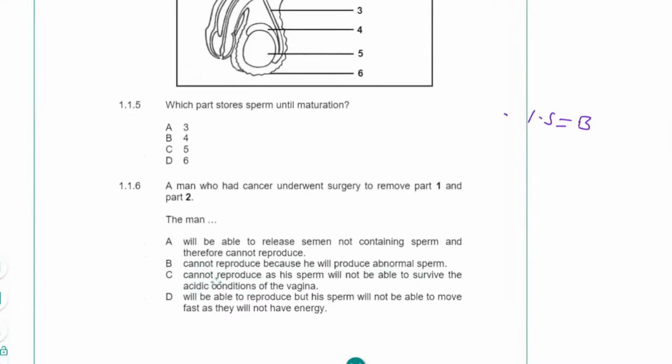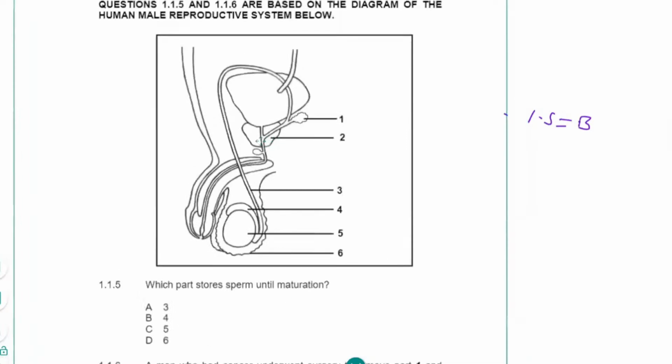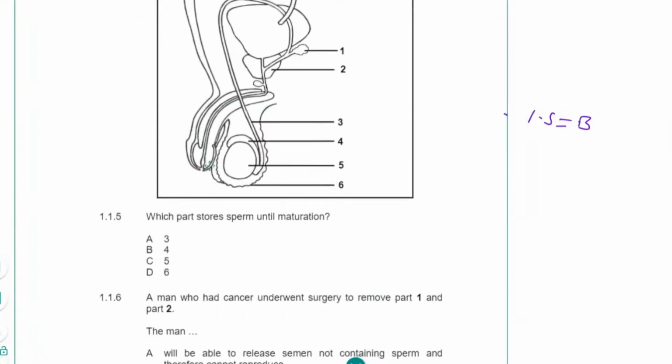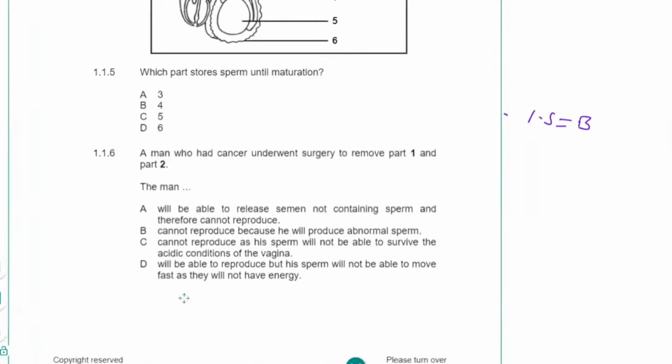Cannot reproduce as his sperm will not be able to survive in the acidic condition of the vagina. That's why I say that prostate gland produces alkaline fluid which neutralizes the acidic nature of the urethra and the vagina. So it means that that answer could be correct. However, you have to go to the last objective to find out: will be able to reproduce, but his sperm will not be able to move faster as they will not have energy.